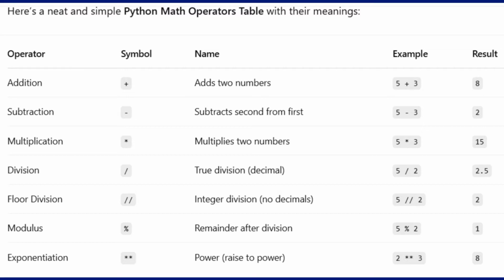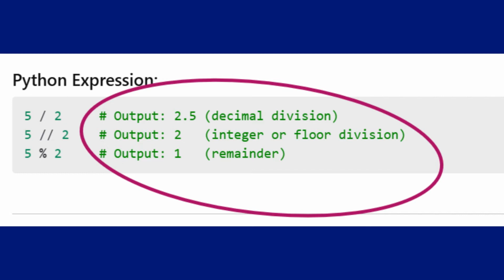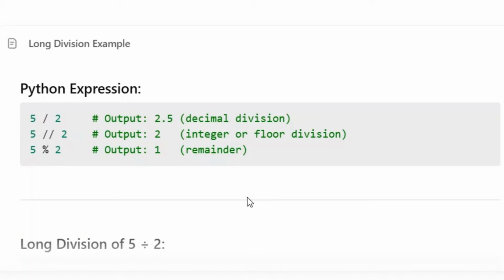Now come here and see this one. 5 / 2 equals 2.5. This gives the decimal result. 5 // 2 equals 2. This gives only the quotient, without the decimal part. 5 % 2 equals 1. This gives the remainder. Remember, the percent symbol is called the modulus operator. Here, the hash symbol is given. That means it's a comment. In Python, anything written after the hash is not executed as code. It's just a note for the programmer to understand the code better.